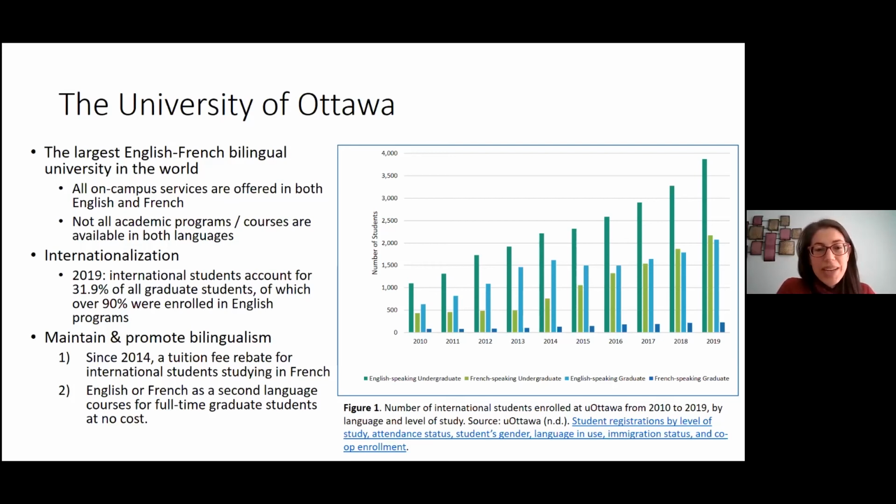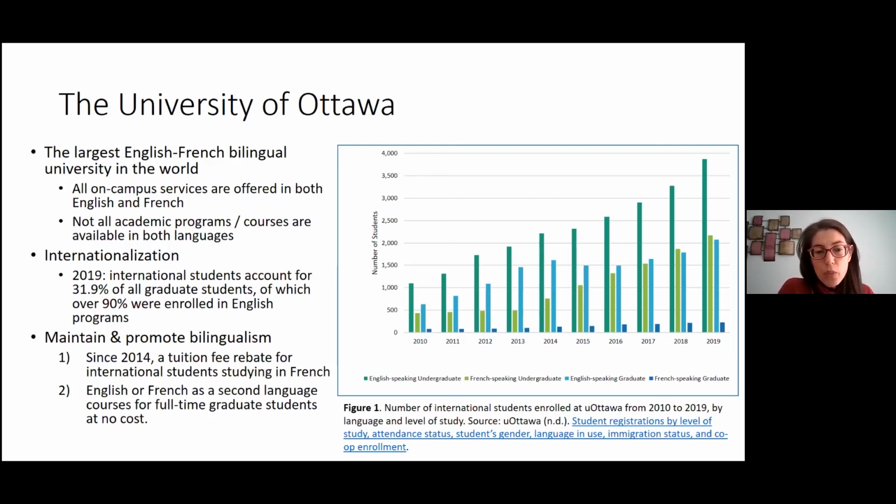Now, how does this work? It's quite complicated. The university itself provides all non-academic services in both languages. When it comes to the academic programs, there is a lot of diversity, with some programs being mostly in French or mostly in English, or actually being bilingual. But the language landscape of the university is very, very complex. The other thing it's important to note is that the French-speaking or Francophone part is slightly smaller than the English-speaking, and it's not doing as well.